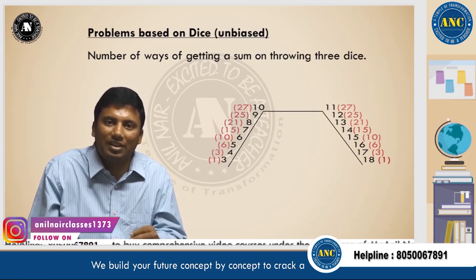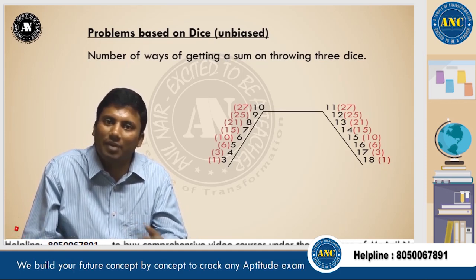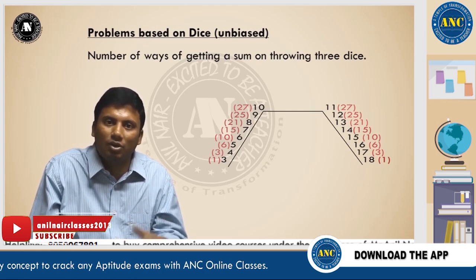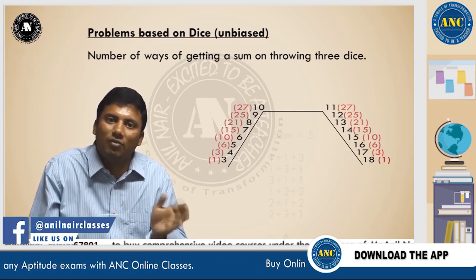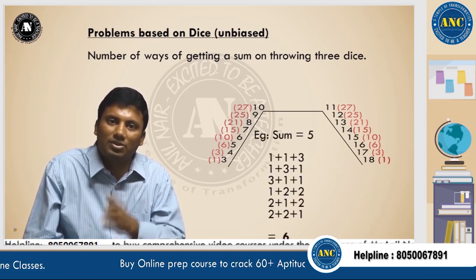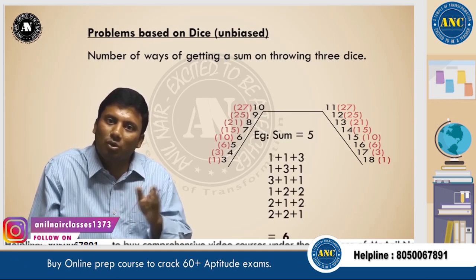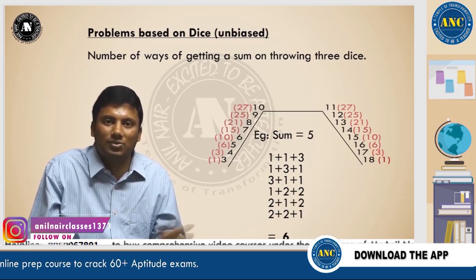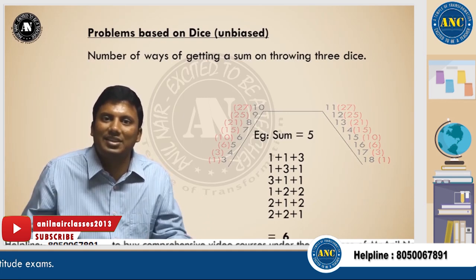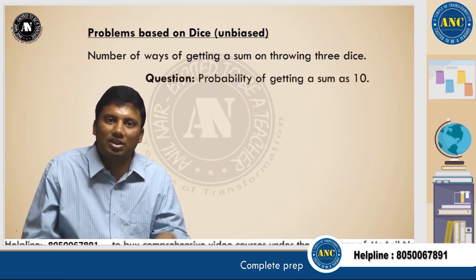You can cross check whether these ways are right or wrong by taking some random example. If I roll 3 dice, I have to get sum 5. To get sum 5, what are the cases? 1 plus 1 plus 3, 1 plus 3 plus 1, 3 plus 1 plus 1, 1 plus 2 plus 2, 2 plus 1 plus 2, 2 plus 2 plus 1, which is 6, which is written there. So after understanding this diagram, now let us find out the question.